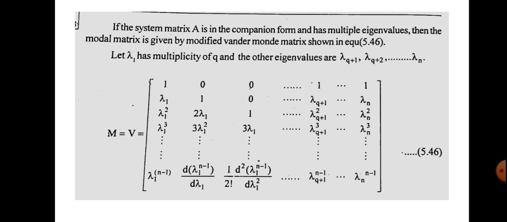Here you can notice one thing, that lambda 1 is the eigenvalue which has the property of multiplicity. That means it is repeated q times. So that is why it is represented like lambda 1, lambda 1 square, lambda 1 cube, etc., up to lambda n minus 1, and lambda q is also repeated. You can see that here.